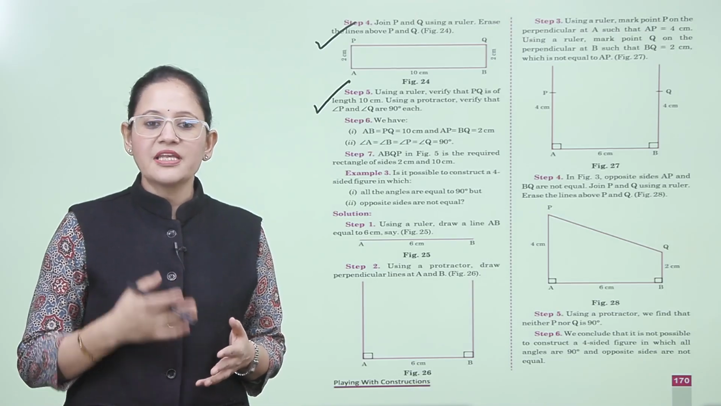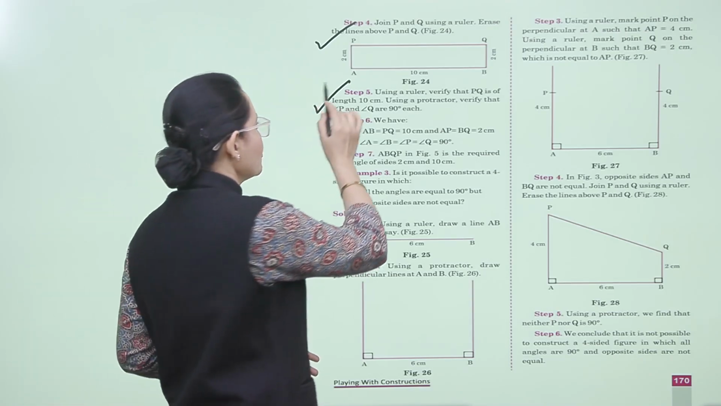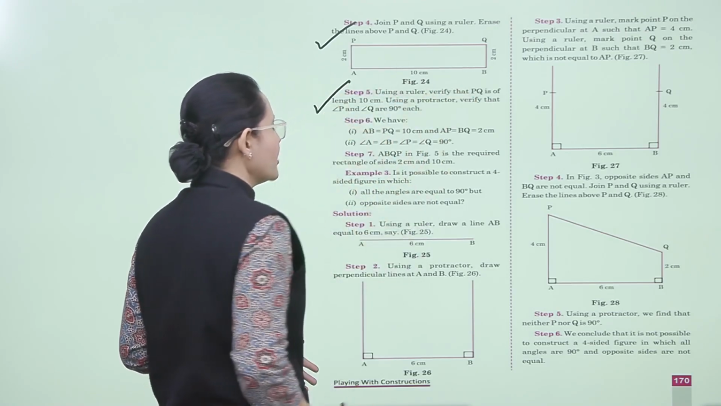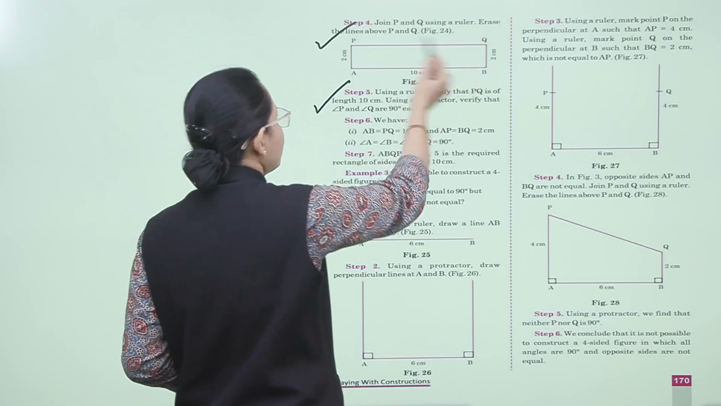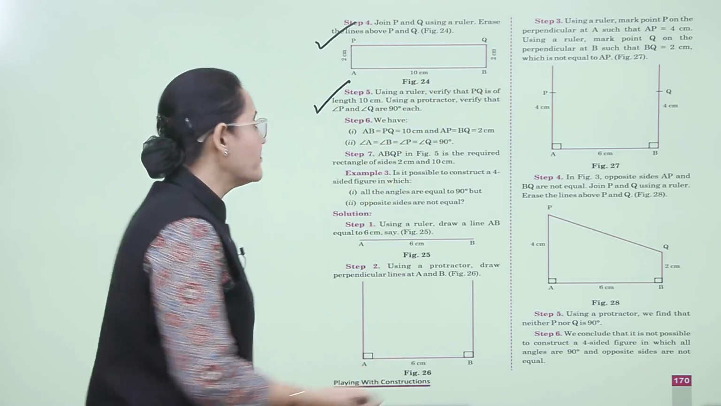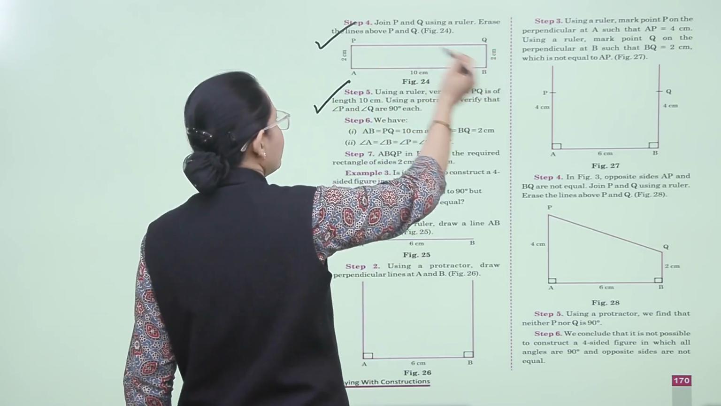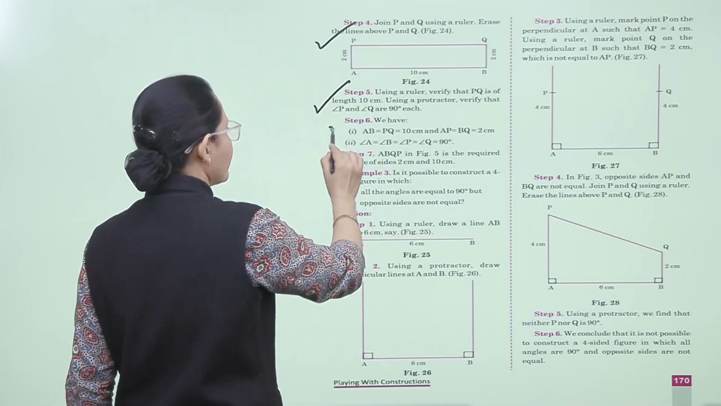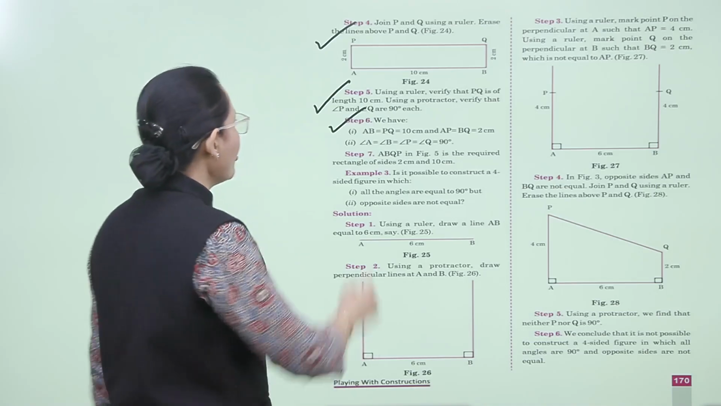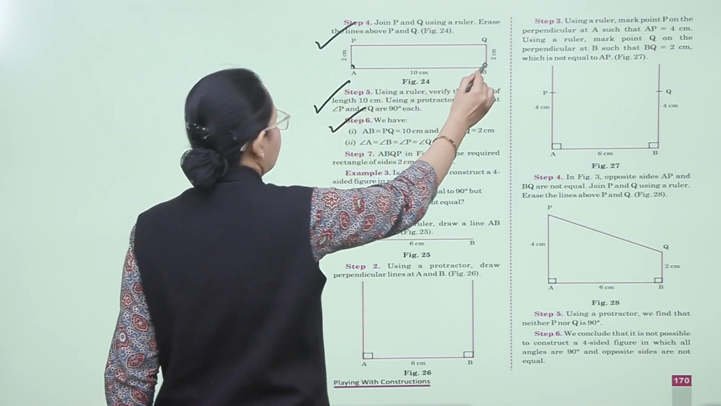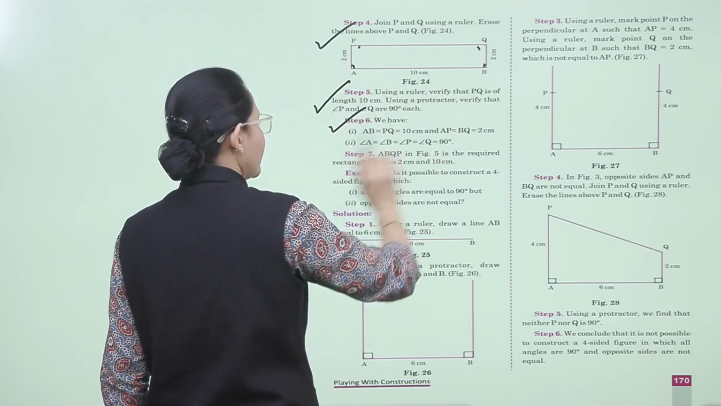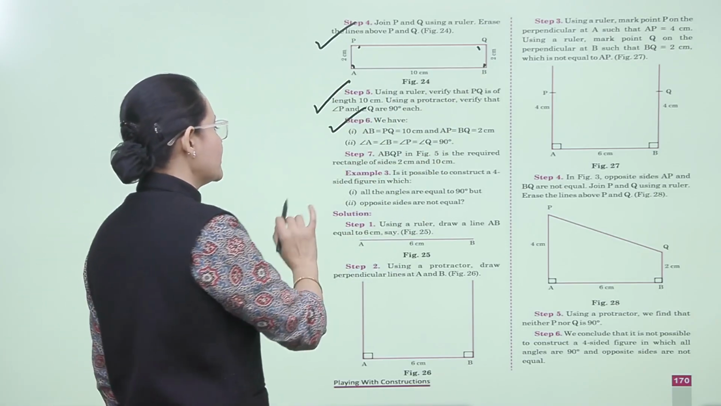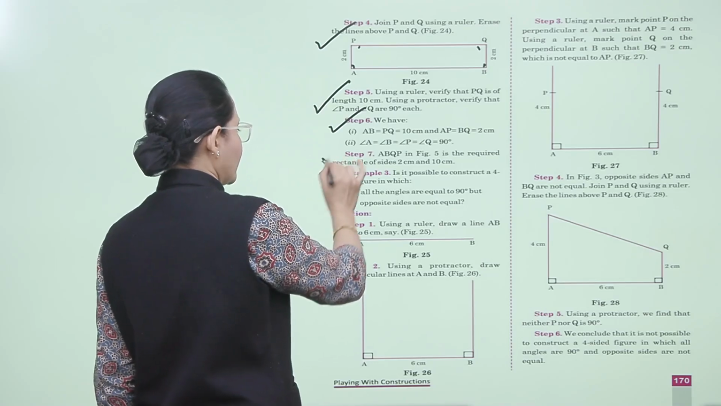Using the ruler, verify that the PQ is 10 centimeter. So, taking the ruler, we'll measure the distance that should be equal to 10 centimeter. That means PQ should also be 10 centimeter and this BQ and PA should be 2 centimeter. Clear? Now, we'll check that all the angles A, B, Q and P should be 90 degree. Clear? So, that means this is a rectangle.